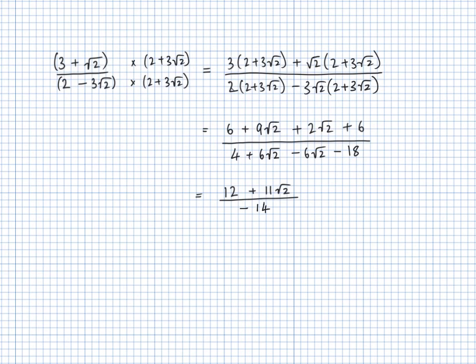Okay, so I can write it like this, or I can actually say this is going to be negative 12 plus 11 root 2 over 14. Okay, now I can't see any common factors of 12, 11 and 14, so this won't simplify any further.